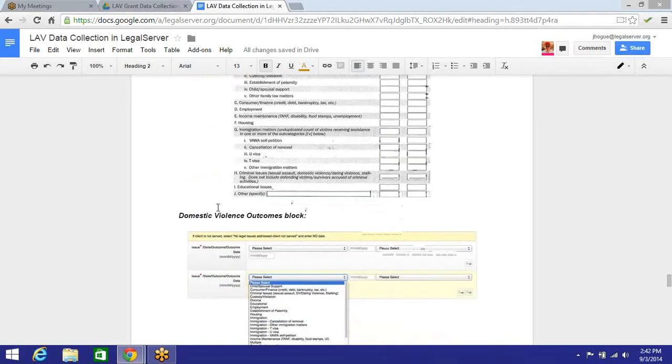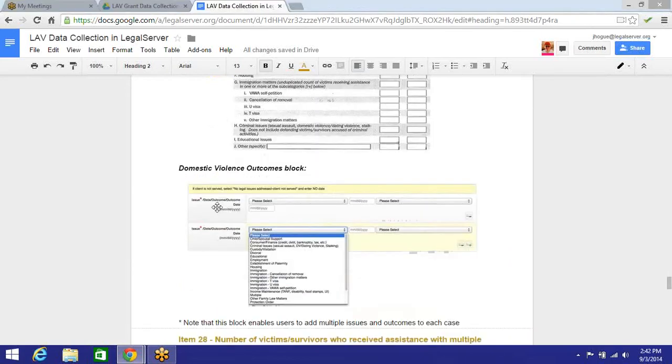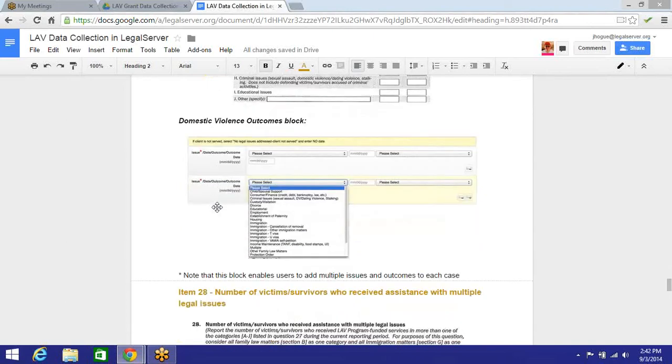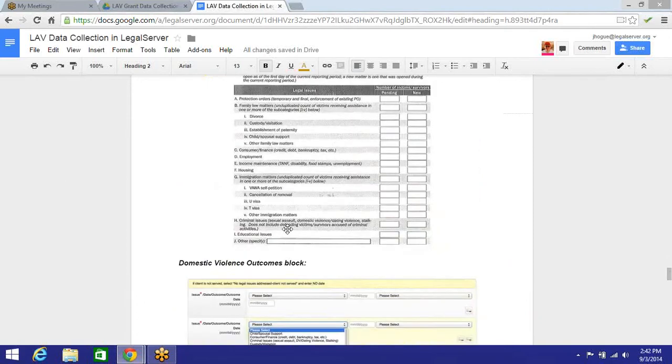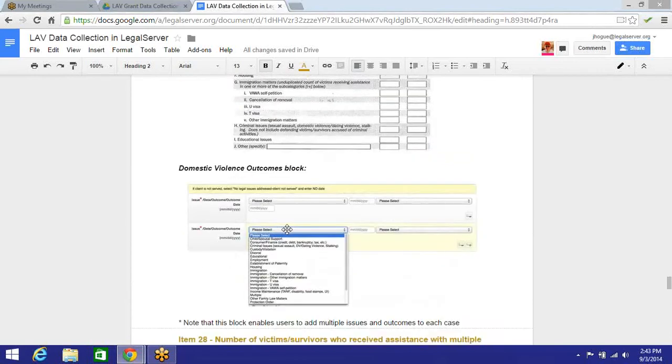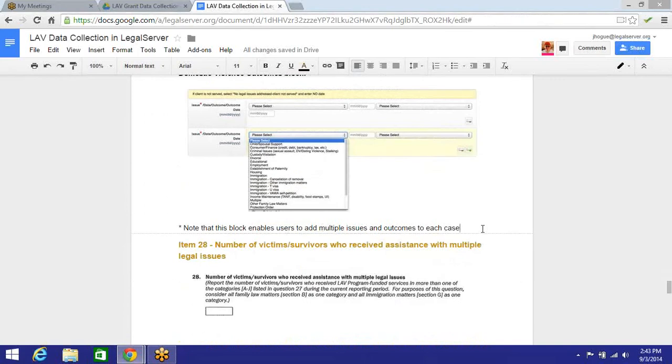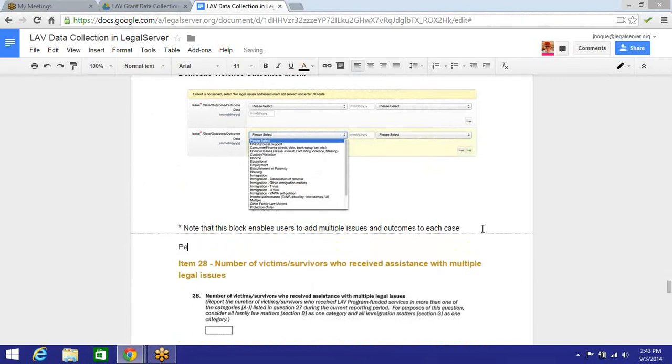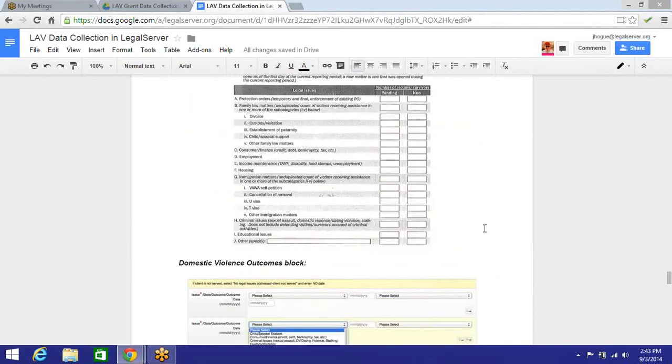The way we're collecting this is in the domestic violence outcomes block, and typically this is the entire lookup of all of the legal issues. Now, one thing here that I'm not sure how we are collecting is this pending versus new. Somebody help me out with that. How are we distinguishing between pending versus new? Look at the date opened. Right. If a case has an open date prior to the reporting period, it's a pending case. If it has an open date in the reporting period, it's a new case.